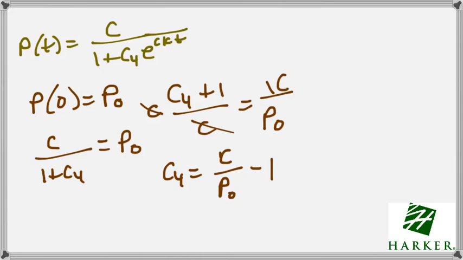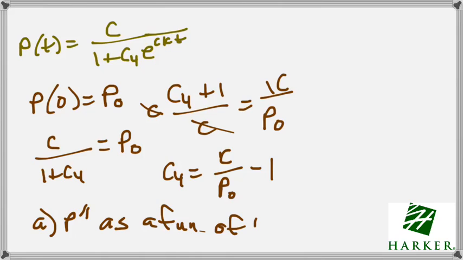And then to find P double prime as a function of T, quite honestly, some of you were smarter than I was. I went through and actually found the second derivative of this. It wasn't that bad. But some of you were smart enough to go back to the second derivative, right? Because we had P double prime from part A, as a function of P. And so all you did was you plugged P into that. And that's really all you had to do.